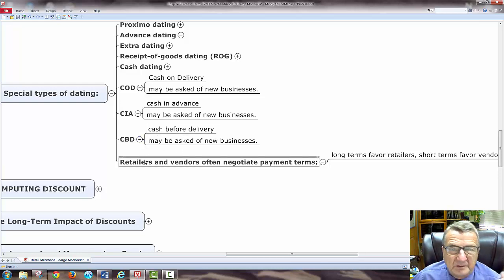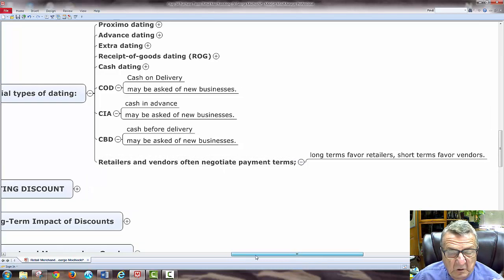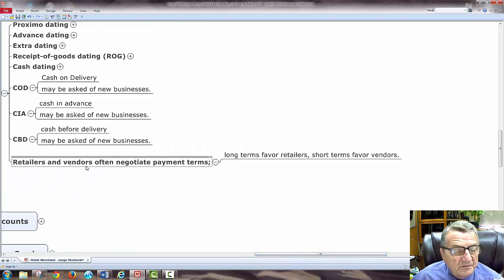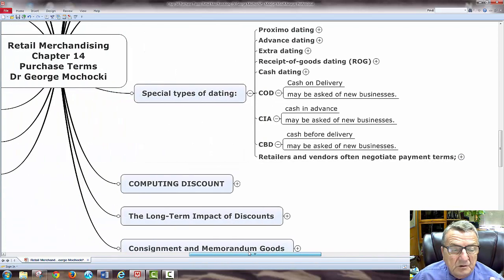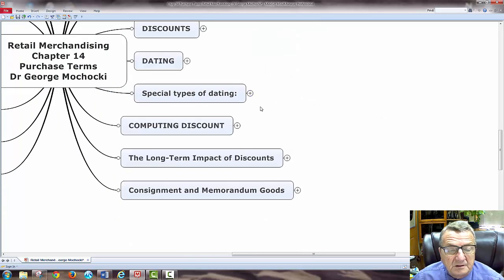And you see a lot of utilities you want a deposit. If they have cash for the delivery, and it's like a deposit for something else, the law usually requires that they give you some kind of percentage, because they're keeping your money. Retailers and vendors often negotiate payment terms for the long term, okay? They don't have to keep on renegotiating. It's like a contract, okay?